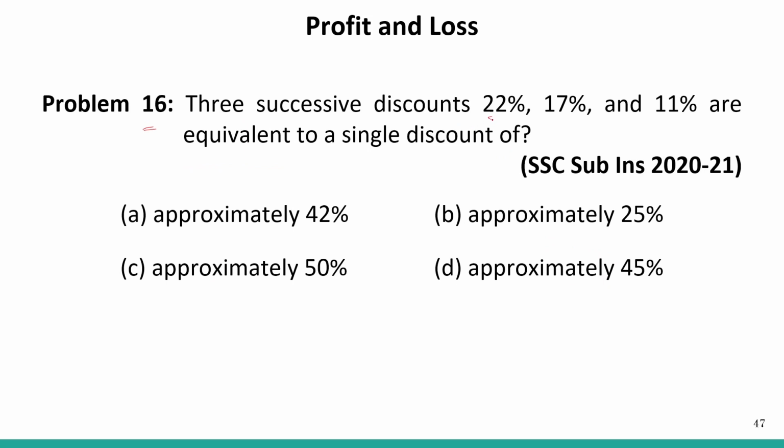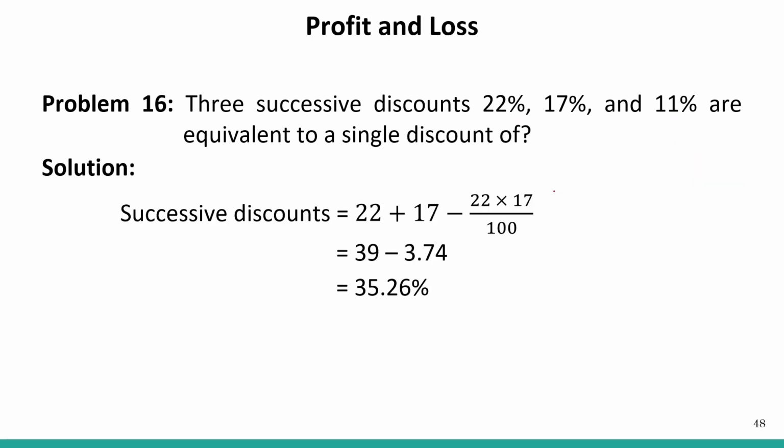Three successive discounts, 22%, 17%, 11% are equivalent to a single discount of approximately what? 42, 25, 50 or 45. This question has appeared in the 2020-21 Sub-Inspector SSC exam. So for successive discounts of 22 and 17, this will be 22 plus 17 minus 22 into 17 by 100, which is equal to 35.26%. Then we'll take two successive discounts, this much and 11%. So it will be 35.26 plus 11 minus 35.26 into 11 by 100.